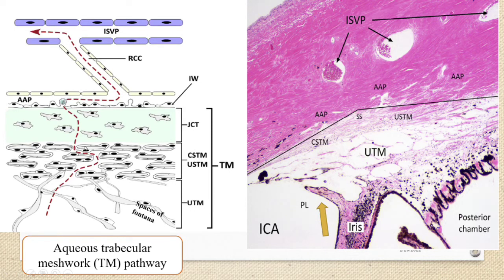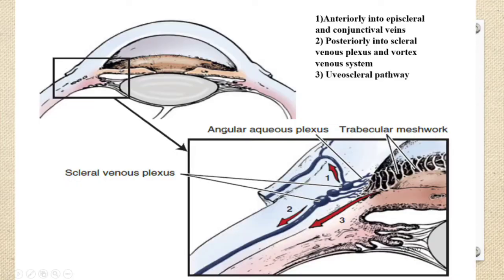From here, the aqueous humor is going into the cells as granules, and these granules are released into the angular aqueous plexus. These angular aqueous plexus are channels specially for aqueous humor. From here it will go to the radiating collector channels, and from there into the intrascleral venous plexus. So this is the microscopic anatomy of the outflow.